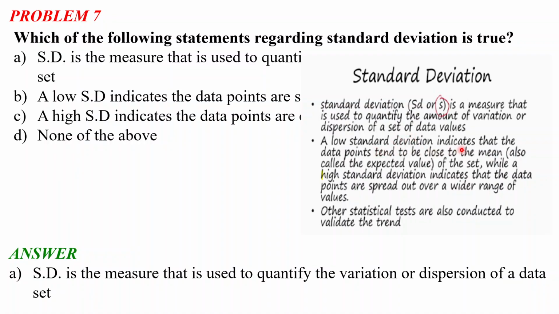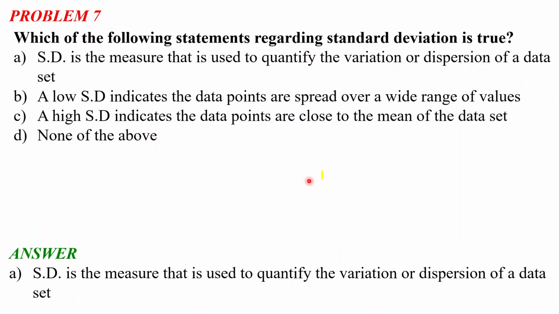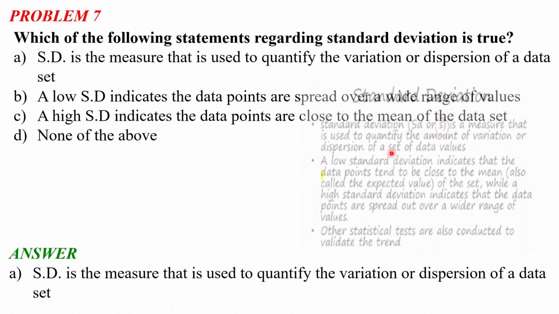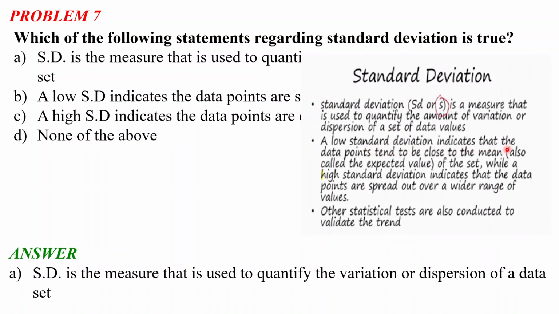A low standard deviation indicates that the data points tend to be close to the mean. Also, it is called the expected value. So this statement number B, which says that a low SD indicates that the data points are spread over a wide range of values, is not true, because low SD values indicate that the data points tend to be close to the mean. While a high standard deviation value means the data points are spread over a wide range of values. So statements B and C are both false, and number D does not apply. So number A is the correct answer.